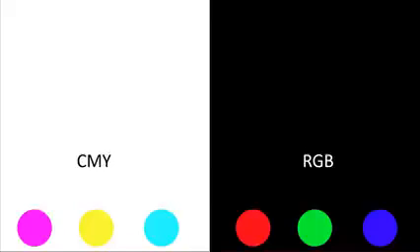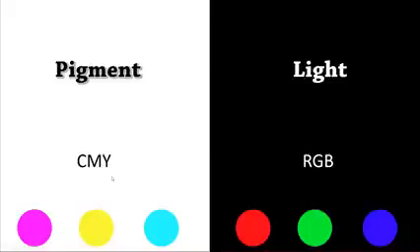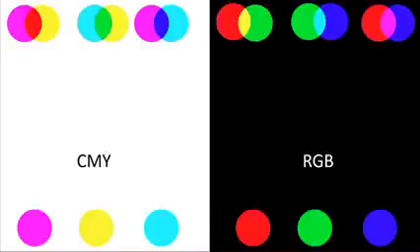Now, on the right will essentially be our primary colors of light here, RGB. And on the left will be our primary colors of pigment. Now, we'll come back and explain this a little bit more later. But for now, let's see what happens when we mix these colors.